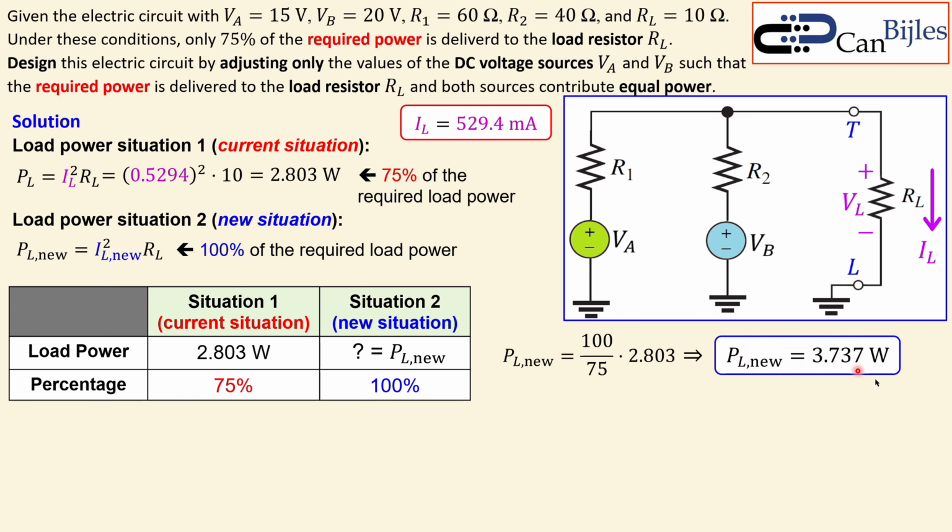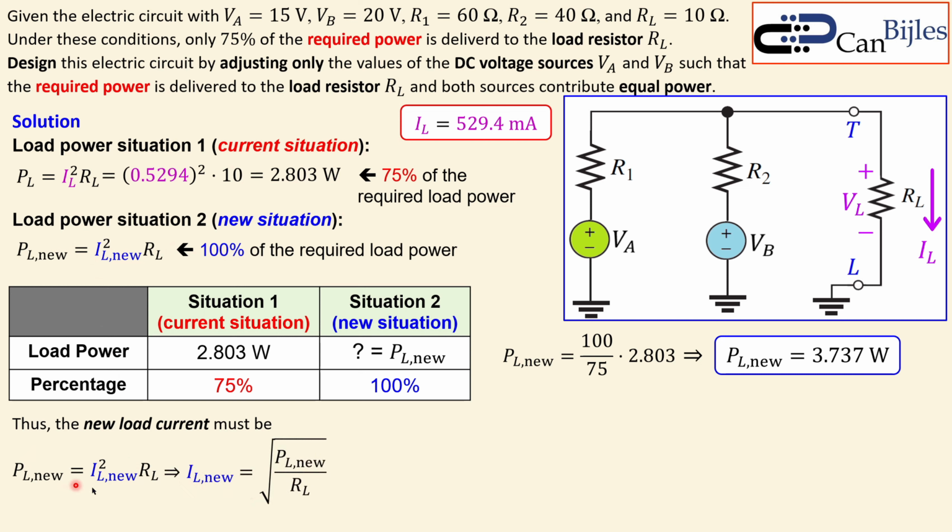This is now the 100% of the required power. All right. Now, thus the new load current must be using this formula. We have this formula. Now we can substitute everything we have. We can also write down the new load current in terms of the new load power divided by the load resistance. So this is I squared, of course, so you need to take the square root.